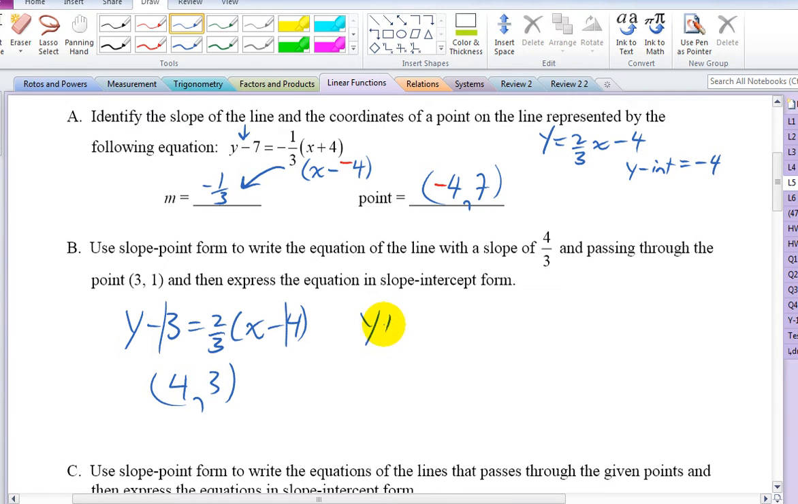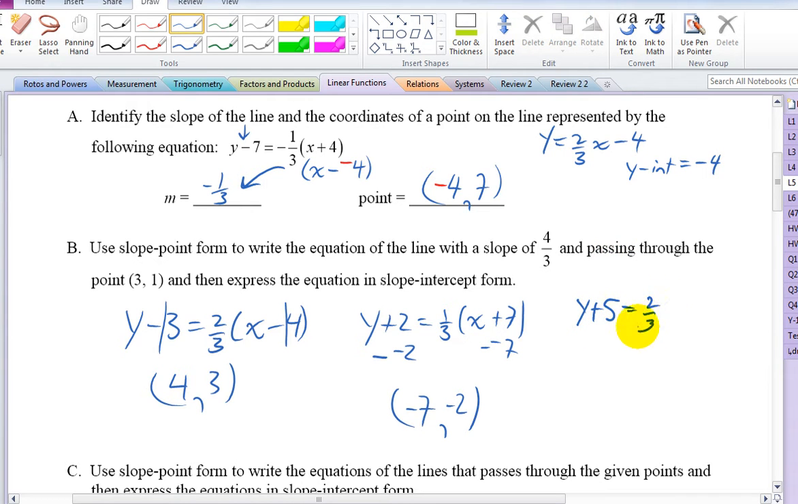Let's try this. Y plus 2 equals 1/3 x plus 7. So it must be minus negative 2, minus negative 7. So the point is negative 7, negative 2. Okay, let's try one more. Y plus 5 equals 2/3 x minus 8. What's the point? 8, negative 5. So this must have been minus negative 5.